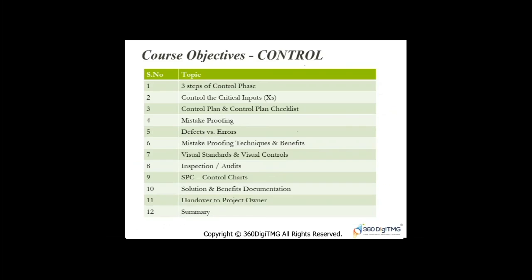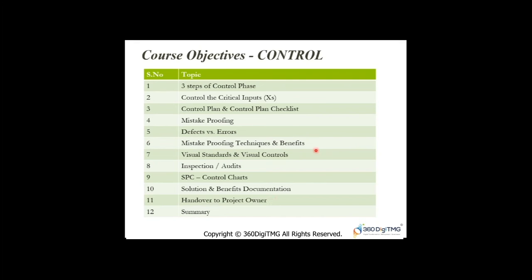Here is the course objective. We are going to first look into the three-step control phase. And the 3 steps are as follows: control the critical inputs, solution and benefits documentation, hand over the improved process to the project owner, and move on.